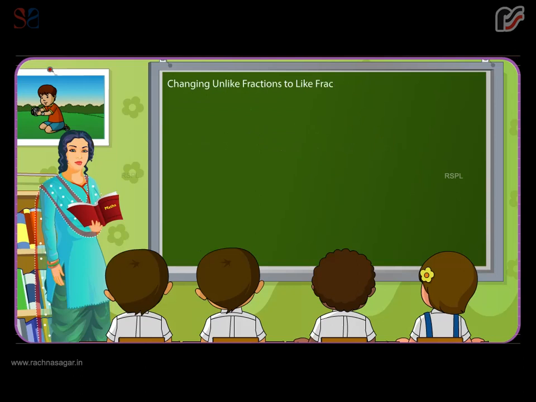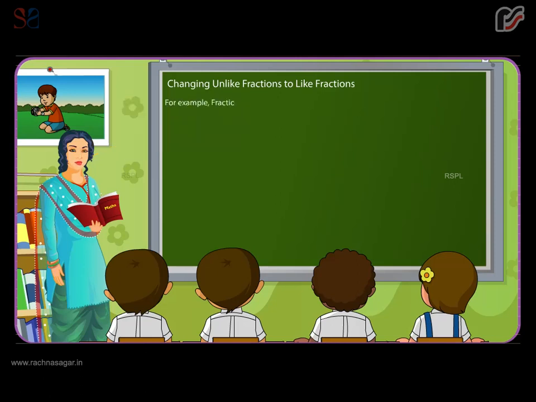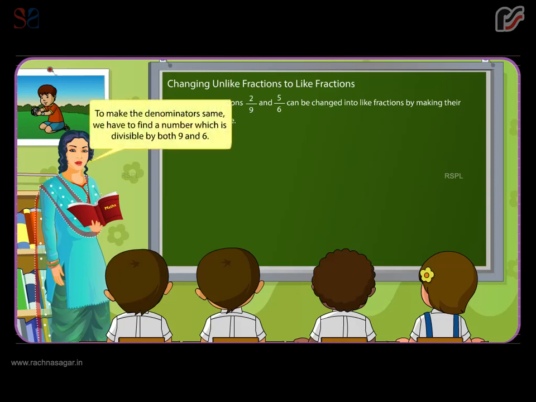Changing unlike fractions to like fractions. We can change unlike fractions into like fractions by making the denominators same. For example, fractions 2 by 9 and 5 by 6 can be changed into like fractions by making their denominators same. To make the denominator same, we have to find a number which is divisible by both 9 and 6.